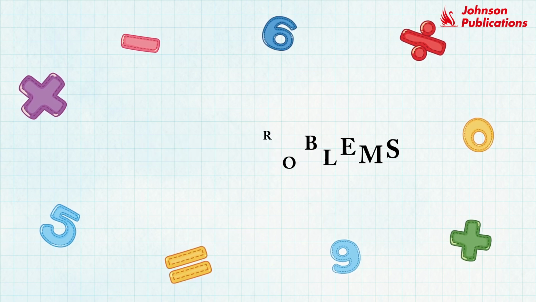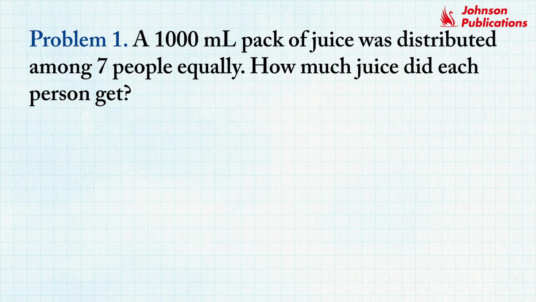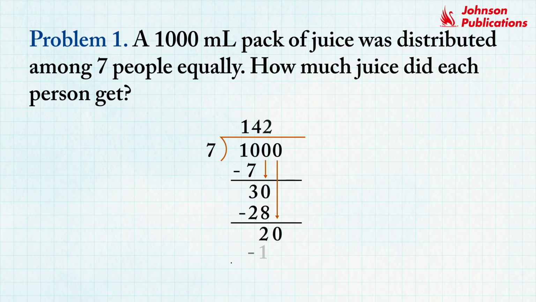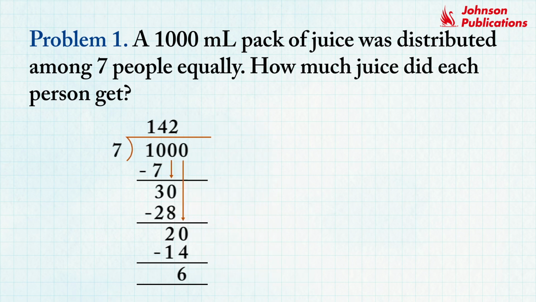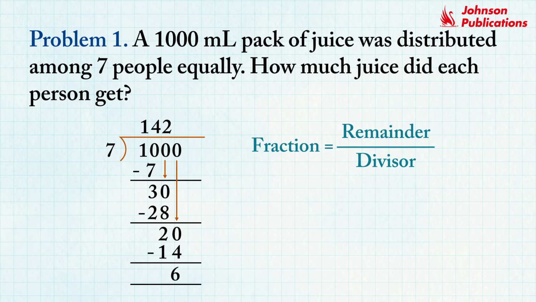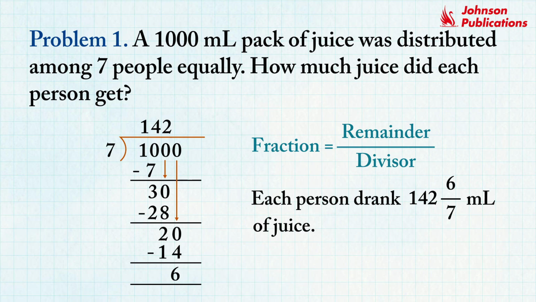Word problems. A 1000 milliliters pack of juice was distributed among 7 people equally. How much juice did each person get? We will divide to find the amount of juice each person gets. When 1000 milliliter is divided by 7, it gives the remainder as 6 milliliter, which was also distributed. In such situations, we express the answer as a fraction. Each person drank 142 and 6 by 7 milliliters of juice.